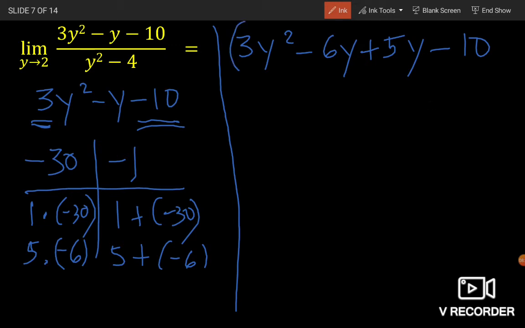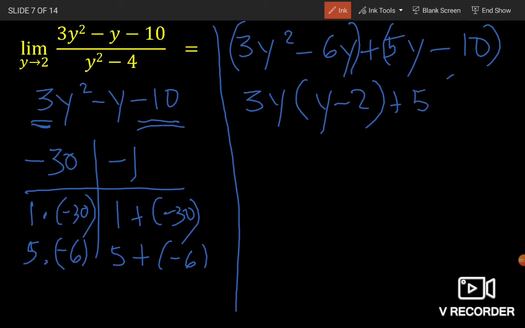So next, what we do is factor out the greatest common factor for these two terms here and the greatest common factor for these two terms here. What's the greatest common factor for these first two terms, 3y squared minus 6y? The greatest common factor will be 3y. So 3y squared divided by 3y, you will get y, while negative 6y divided by 3y, you get negative 2. Let's just check. 3y multiplied by y, you get 3y squared. 3y multiplied by negative 2, you will get negative 6y. Plus, the greatest common factor of these two terms here, 5y minus 10, will be 5. So 5y divided by 5, you'll get y. And then negative 10 divided by 5, you'll get negative 2.